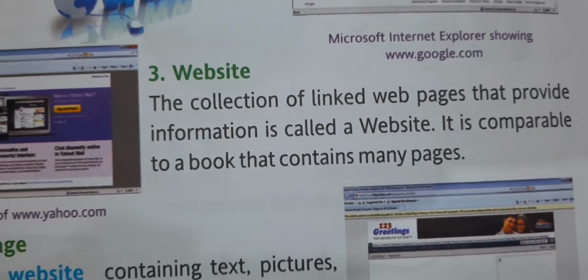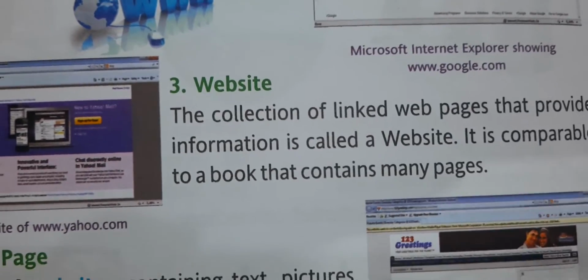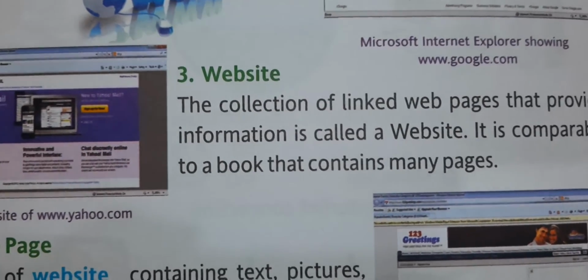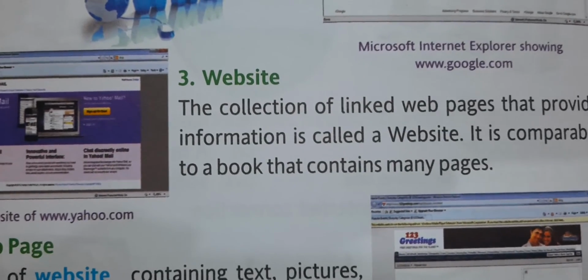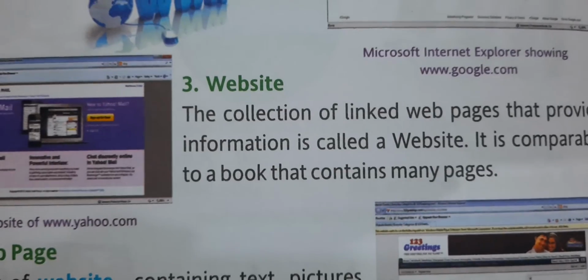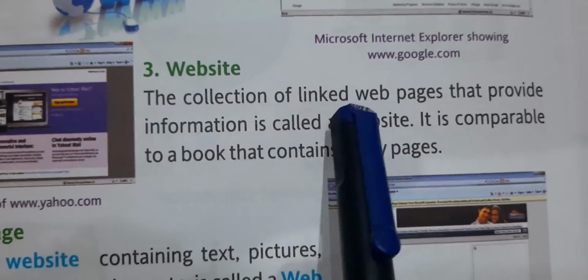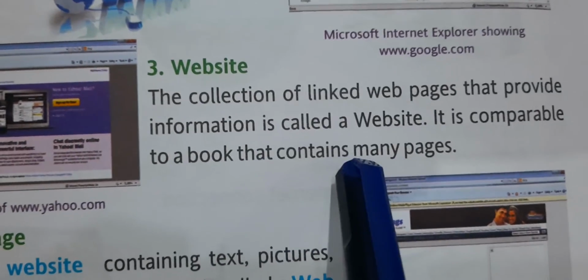Just like in a book, let's say, take the example of computer books. First you read chapter 1, then chapter 2, then chapter 3, and all these pages come one by one like that. In the same way, a website is a collection of linked web pages.